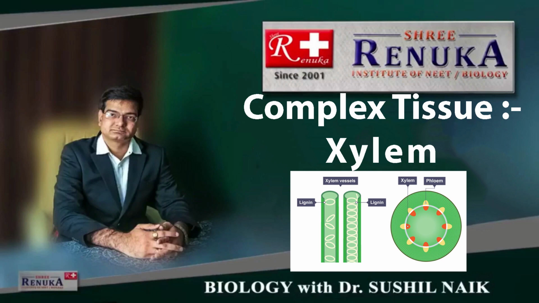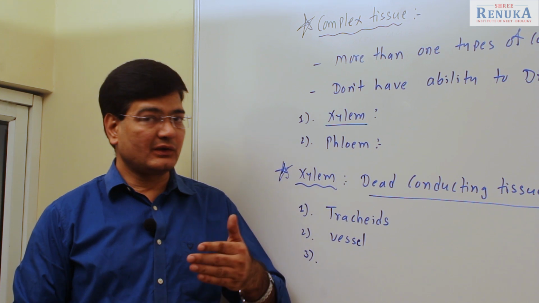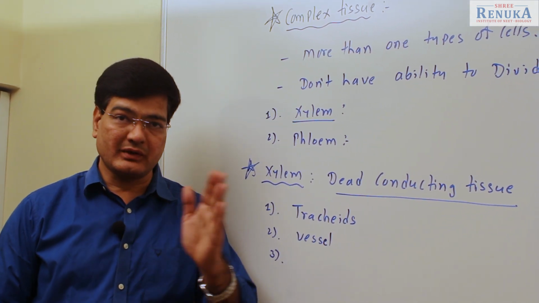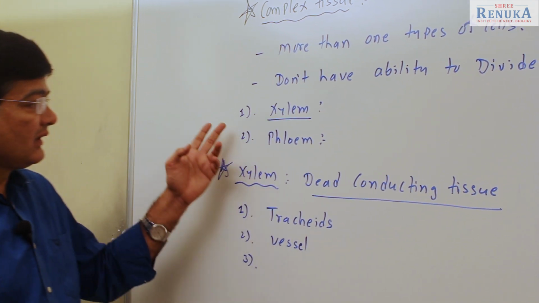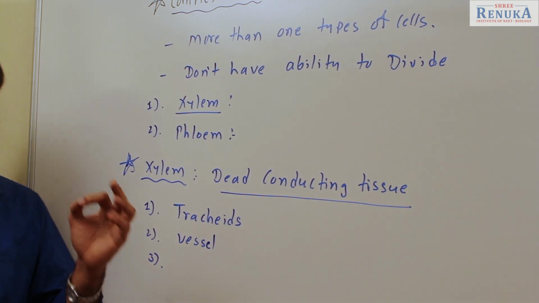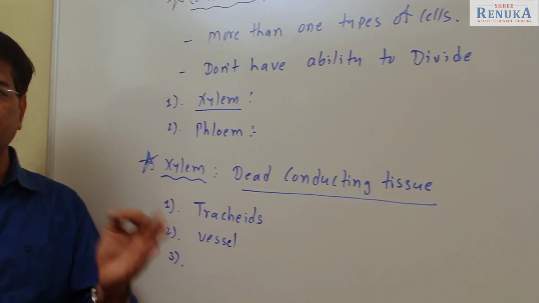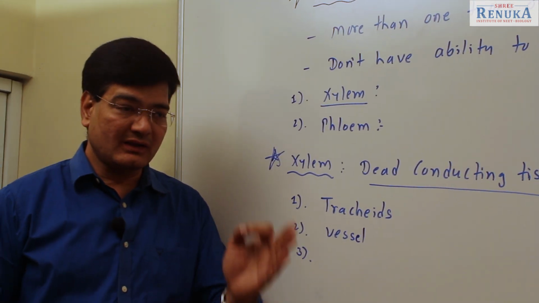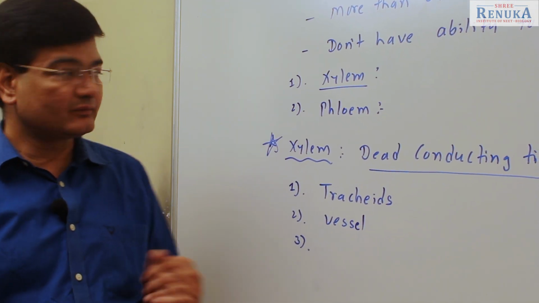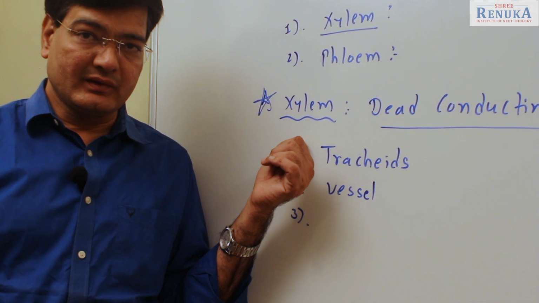Complex tissue: more than one type of cell is present in it, and the cells don't have the ability to divide, and that's why complex tissue is always a permanent tissue. Xylem and phloem are the kind of conducting tissues. These are complex tissues as different kinds of cells, like parenchymatous and sclerenchymatous cells, are present in their constitution. We talk about xylem first.